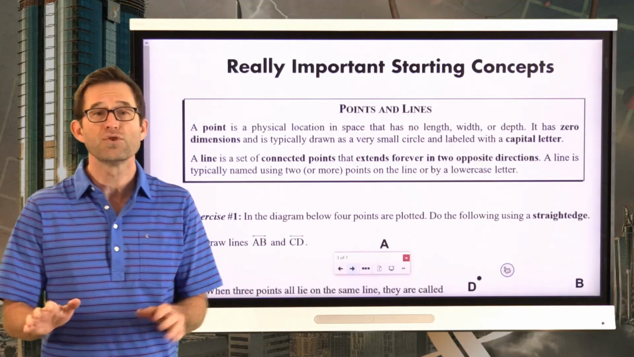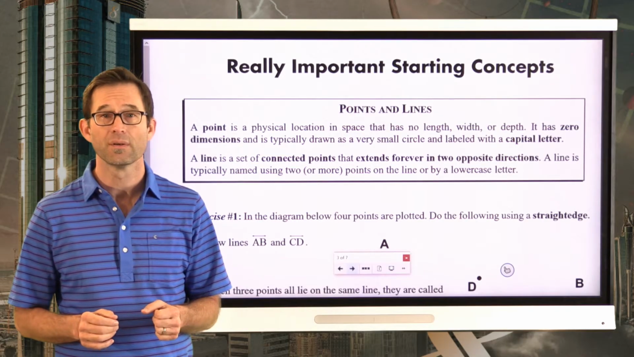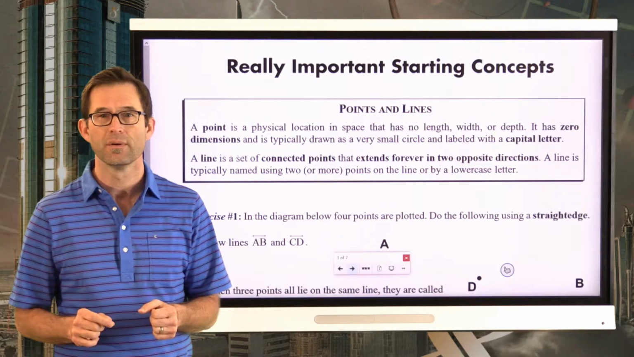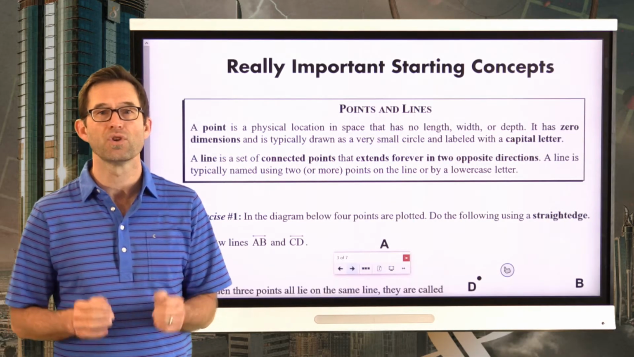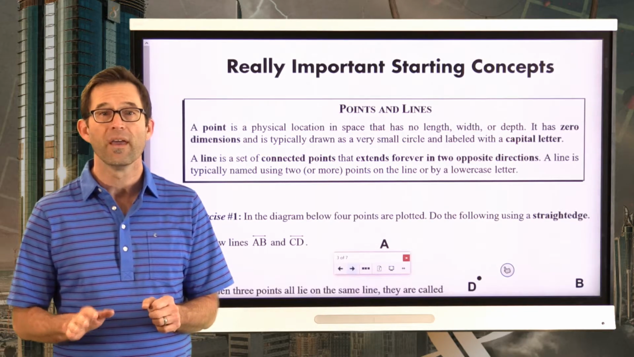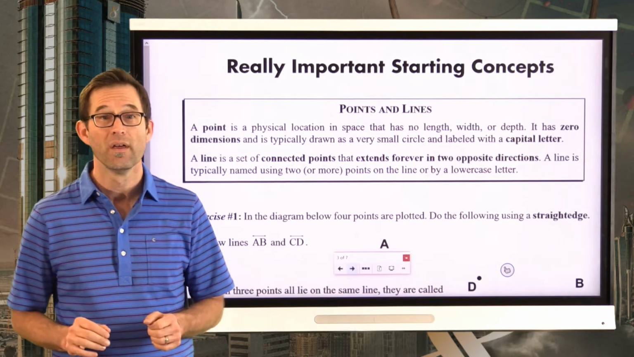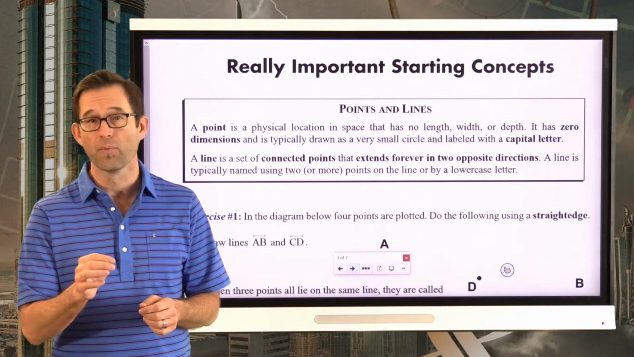Now, geometry always starts with some very, very basic ideas. So some real important starting concepts, let's go through these. Points and lines. A point is a physical location in space. It's got no length, no width, or depth. It has a 0 dimension. Isn't that kind of cool? It's 0 dimensional. And it is typically drawn as a very small circle labeled with a capital letter.